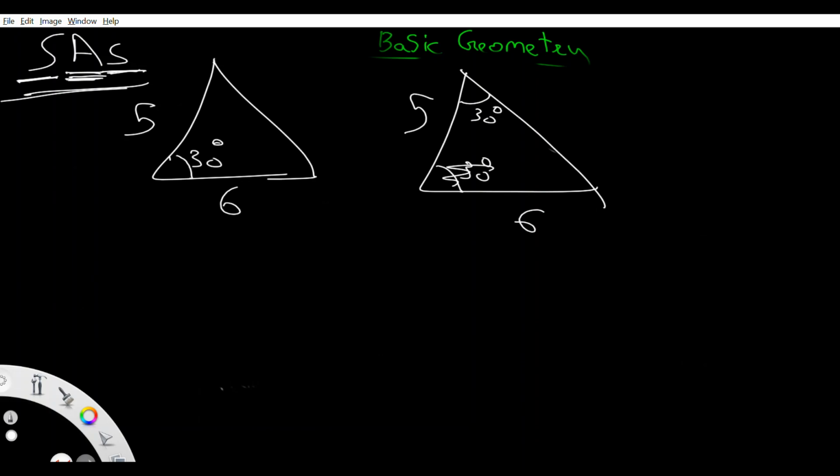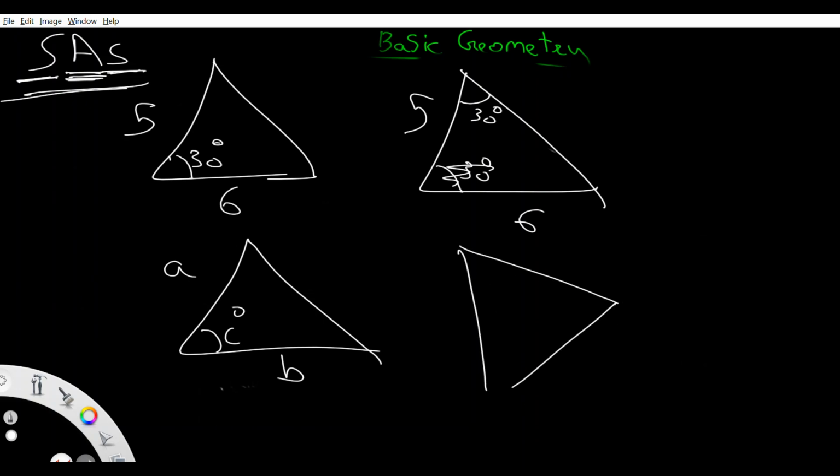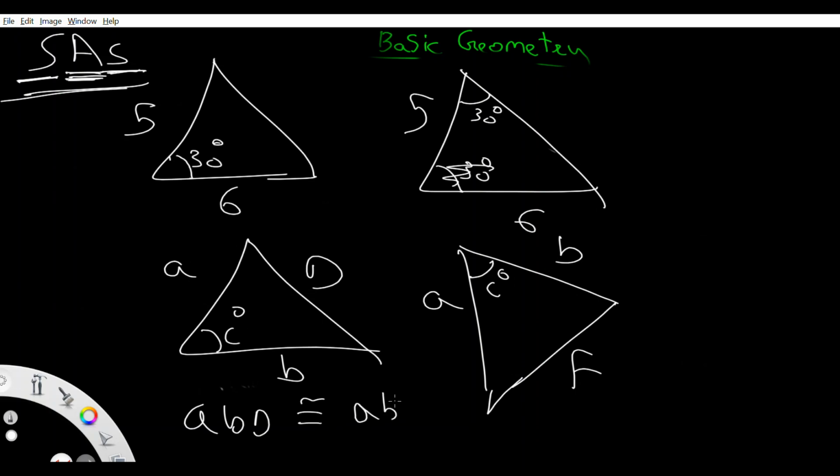So that is how side angle side works. If we have two sides and one angle that is inside those two sides, in between them, let's say A, B, and C degrees, and we have another triangle with A, B, and C degrees, even if the orientation is different, we can see that the angle C is between A and B in both cases, so this theorem applies, which proves that ABD is congruent to ABF because of the side angle side property that we used.